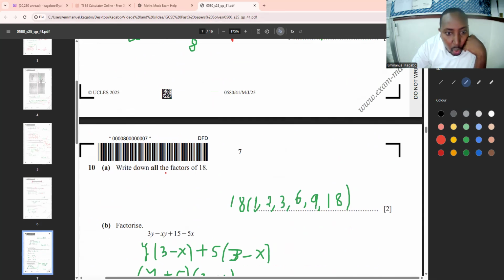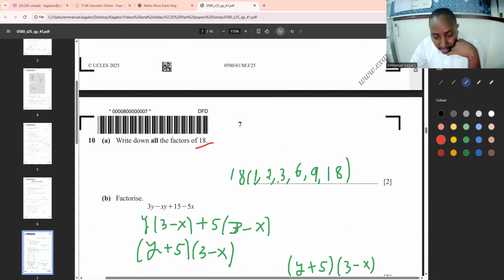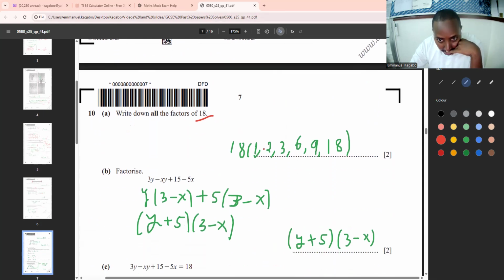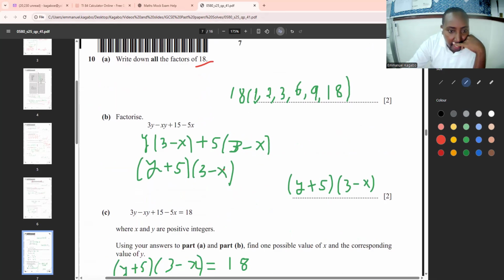Write down all the factors of 18. Okay, these are the factors of 18. I hope I didn't miss any, but you can check if I didn't. By the way, I didn't, I'm sure. Okay, very good. What about this one?